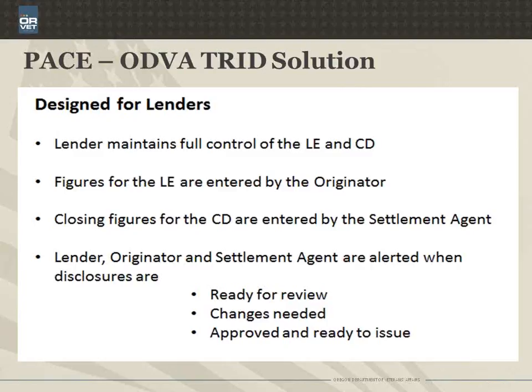The closing figures for the CD are entered by the settlement agent, so we will be collaborating with them. We become aware of who they are because of the information that you as the originator input into the PACE system when you're providing us that upfront information. And then we're all alerted. It's got an automatic alert system so that everybody knows when those documents are ready. It allows us to approve and then you guys to approve any changes that we have before any of the documents go out to the consumer, and everybody is aware when they are ready to go out.